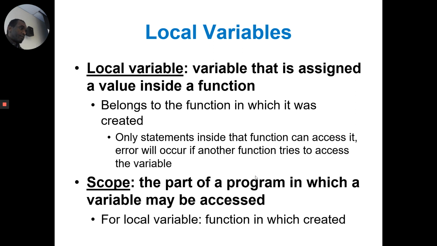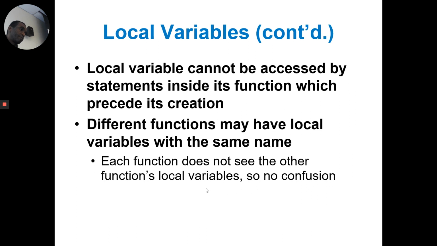A local variable is assigned a value inside a function and belongs to the function in which it was created. Only statements inside that function can access it. An error will occur if another function tries to access the variable. The scope, the part of the program in which a variable may be accessed, for local variables is the function in which it's created. Local variables cannot be accessed by statements inside this function which precede its creation.